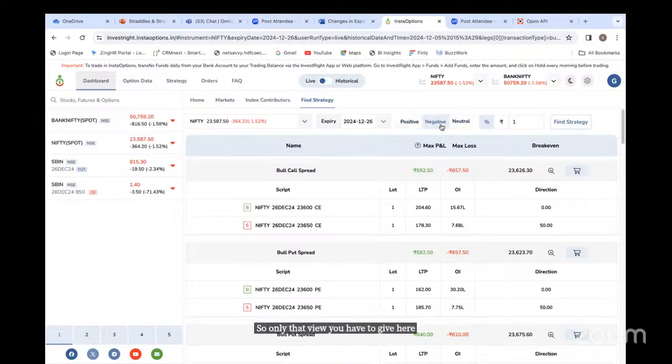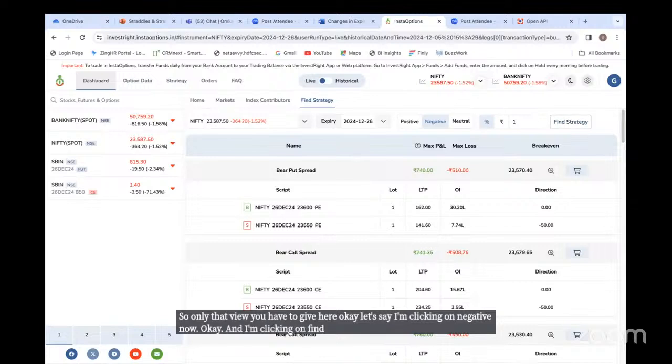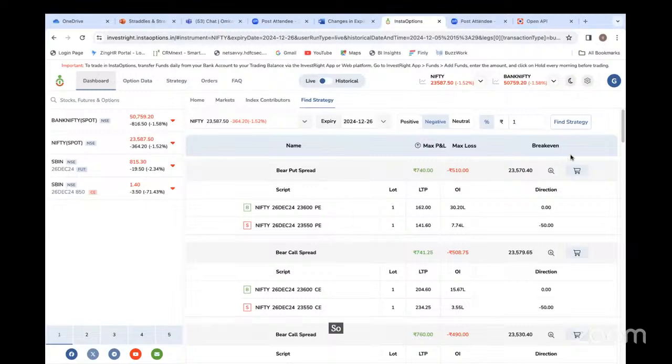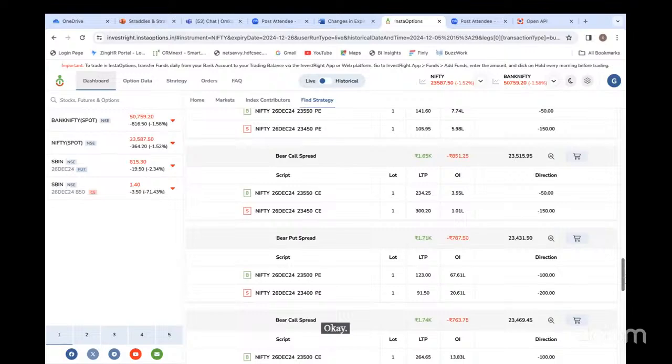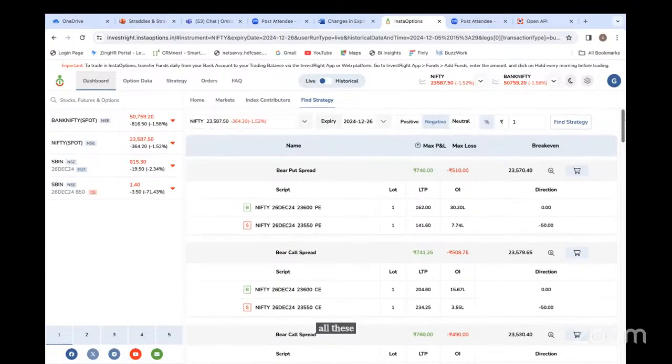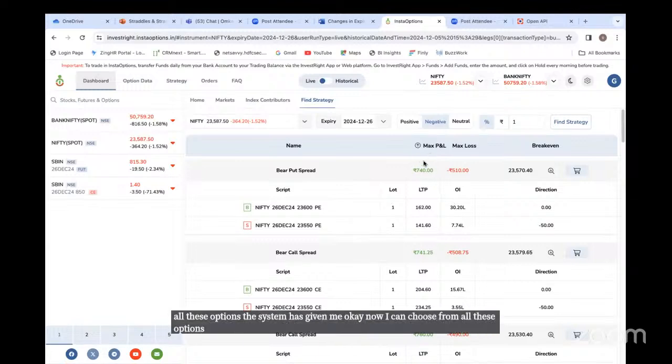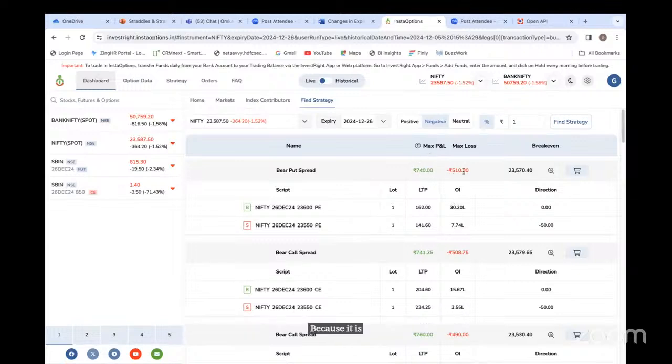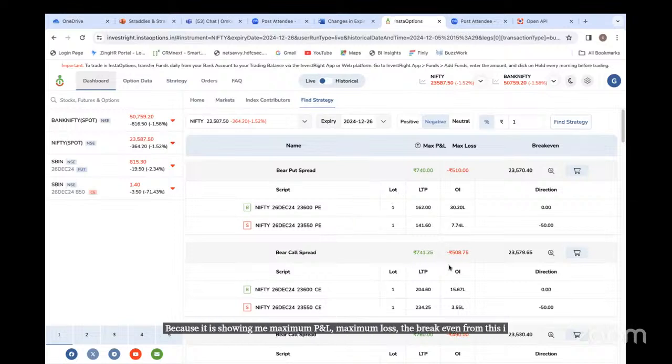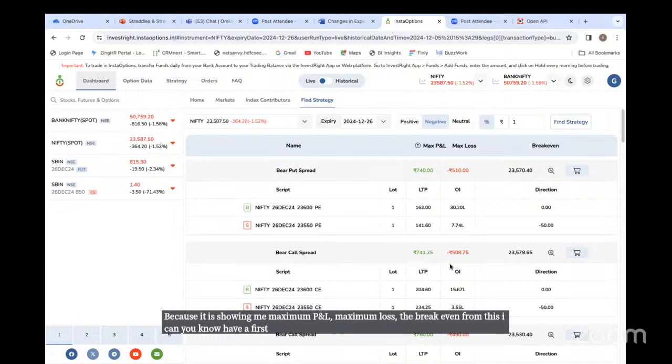Okay, so only that view you have to give here. Let's say I'm clicking on negative now. Okay, and I'm clicking on find strategy. Okay, so it is giving me ready-made strategies, as you can see, right? All these options the system has given me. Now I can choose from all these options, because it is showing me maximum P&L, maximum loss, the break even. From this I can have a first decision which strategy to choose at first, right?